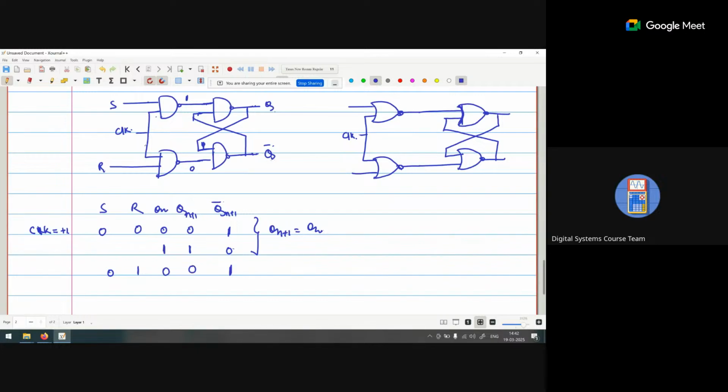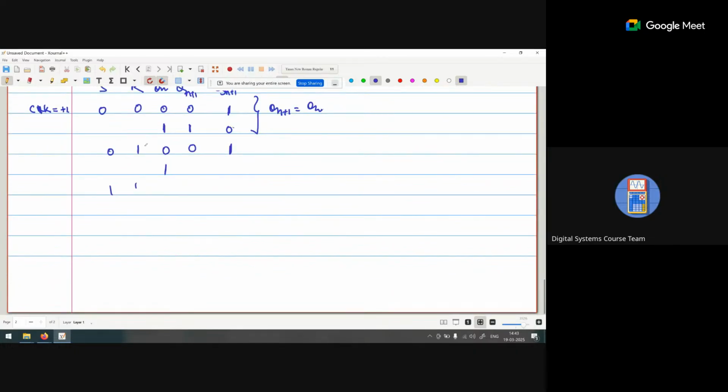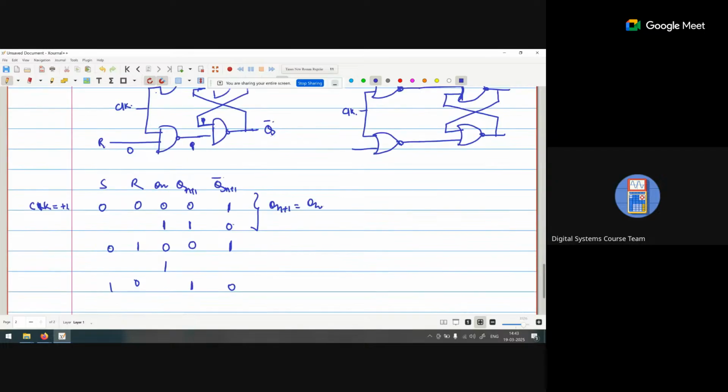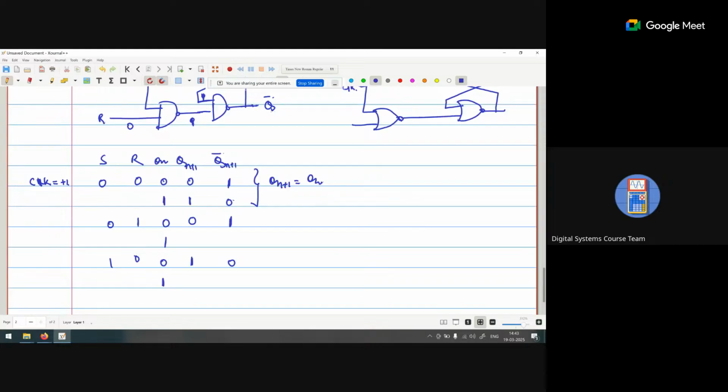Either we apply the Qn as a 0 or Qn as a 1, because it is not dependent on the value of Qn. Now if we apply the SR 1 0, when S is 1, clock is 1, it becomes 0. When R is 0, clock is 1, it becomes a 1. Now it is a 0, so Qn is 1 and Qn bar is 0. It is not dependent on Qn, so either I can take Qn as a 0 or 1. For both scenarios, the output is the same.